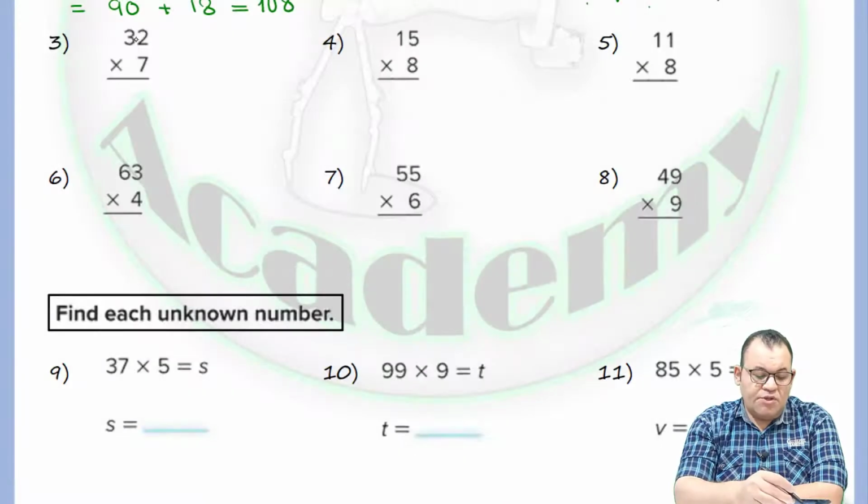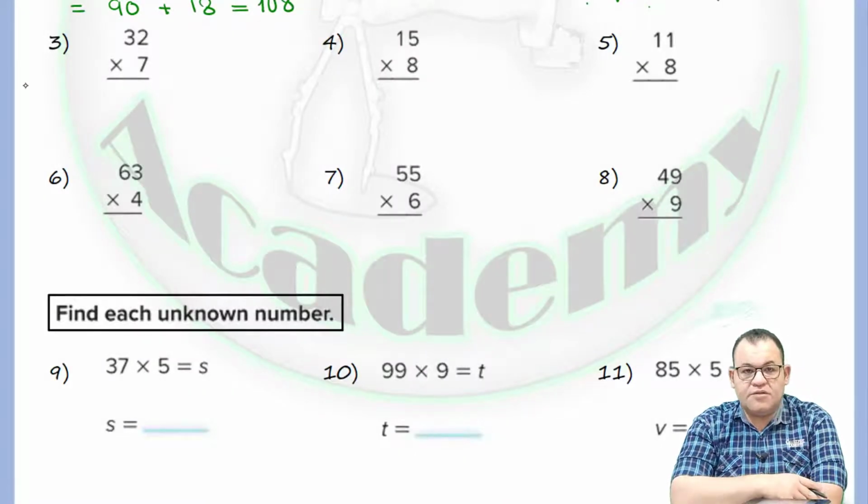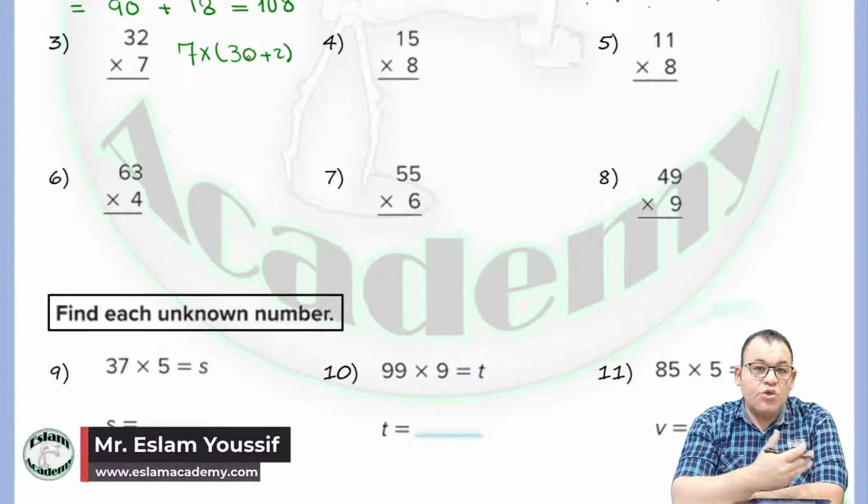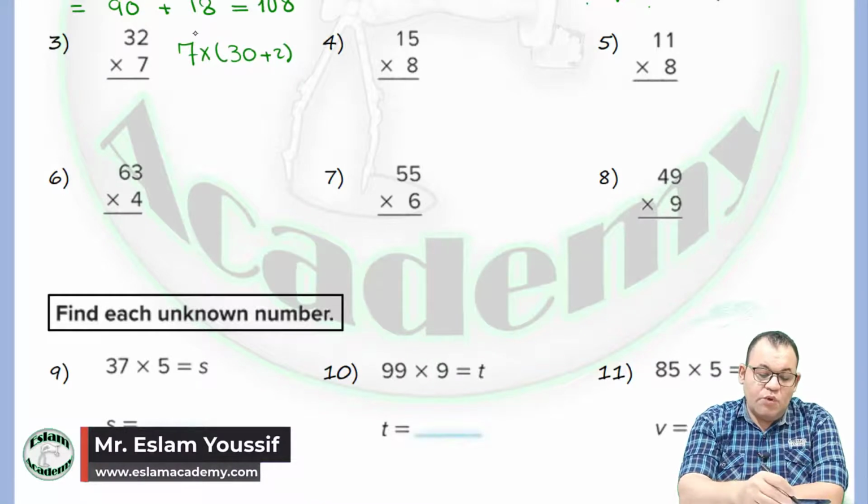Again for question number 3, we have 32 multiplied by 7. At the first we have here 7 times. We will write 32 in expanded form. So it will be 30 plus 2. Now we have multiplication and addition, so we'll use the distributive property, that we will distribute the multiplication on addition.